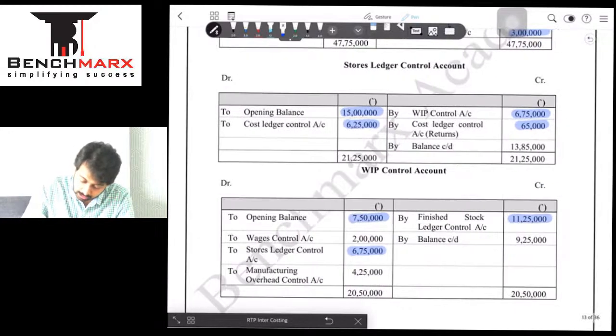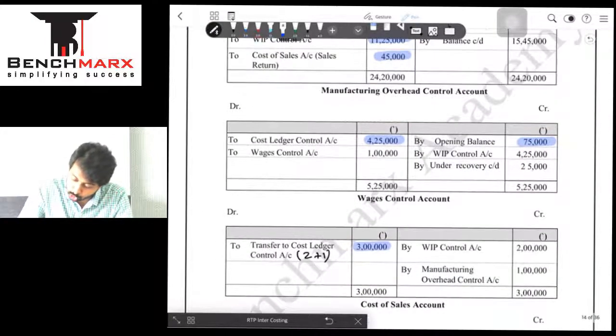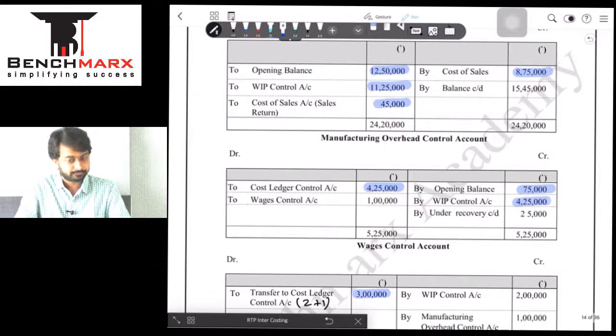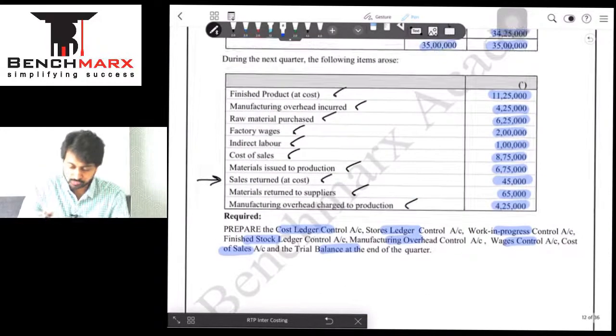So WIP के अंदर 425 is absorbed content and goes to my manufacturing overheads, and overheads will be absorbed content, 425. ठीक है, ये भी अपना हो गया. Anything else that I need to input? I don't think so. So now it is time to balance the ledgers.